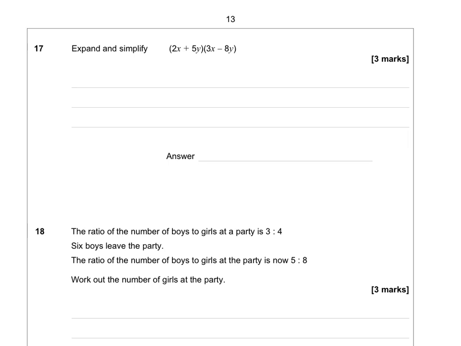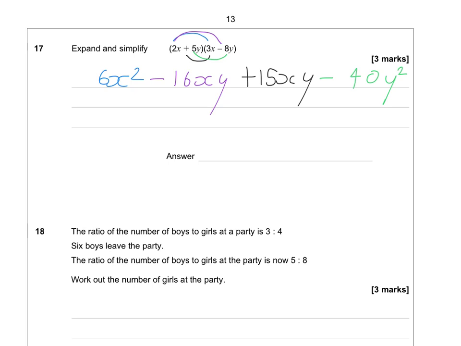Question 17. Expand and simplify this pair of double brackets. So, multiplying out the brackets, 2x multiplied by 3x is 6x squared. 2x multiplied by negative 8y is negative 16xy. Plus 5y multiplied by 3x is plus 15xy. And 5y multiplied by negative 8y is negative 40y squared. So the final answer is 6x squared minus xy minus 40y squared.